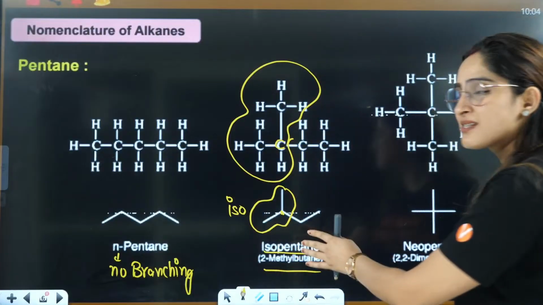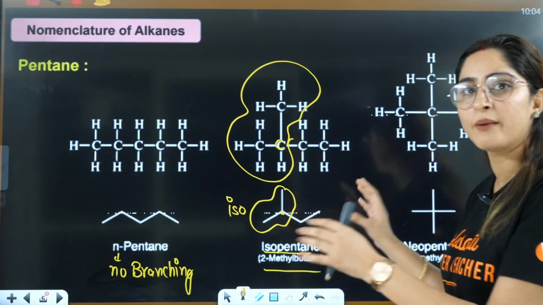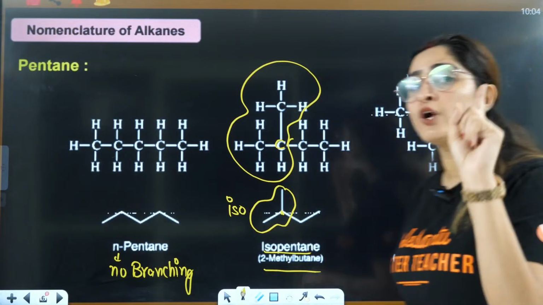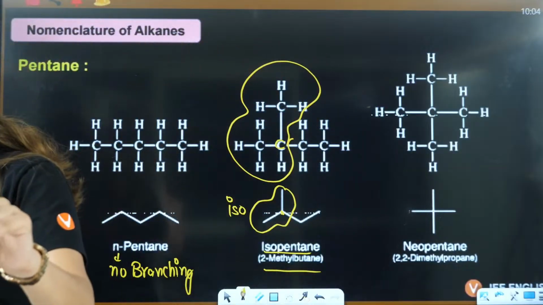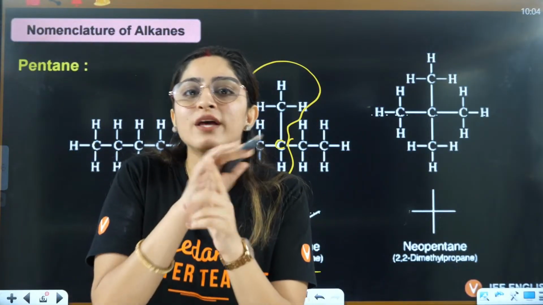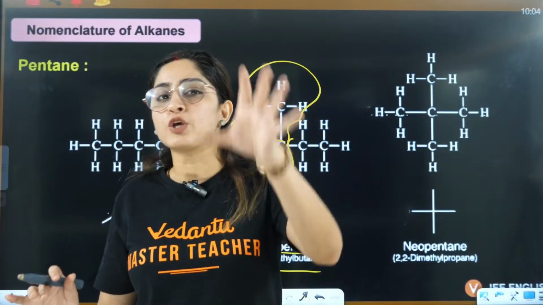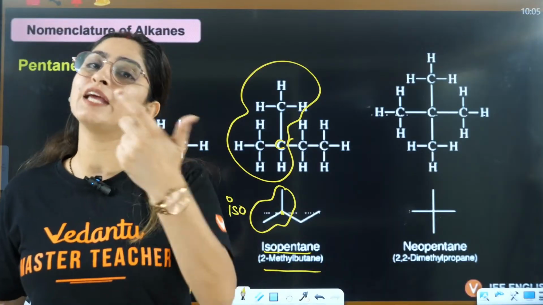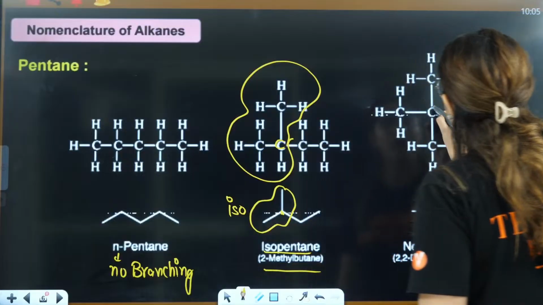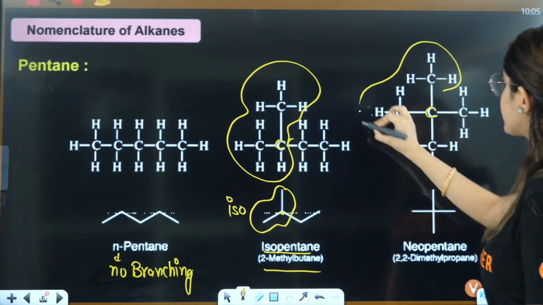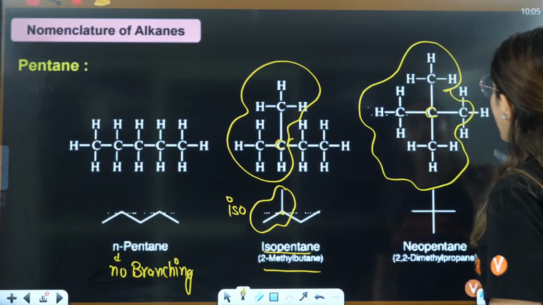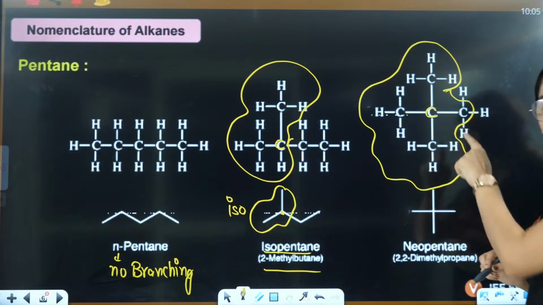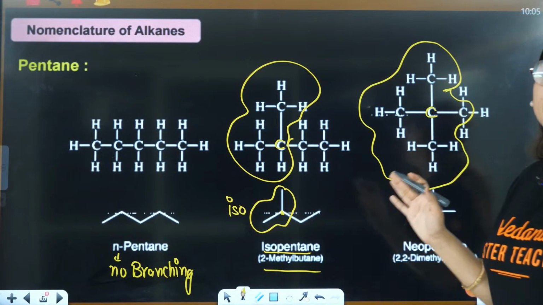IUPAC naming is quite simple, so I am not getting into that. That's why I am teaching you again n, iso and neo, right? Now, neo, what I told you. Neo is not tertiary. Neo means you have a carbon which is connected to 4 carbons, but out of that 3 are methyl. 1, 2, 3, these 3 are methyl. This is methyl here, but even if it is not methyl, even then it will be neo, right?